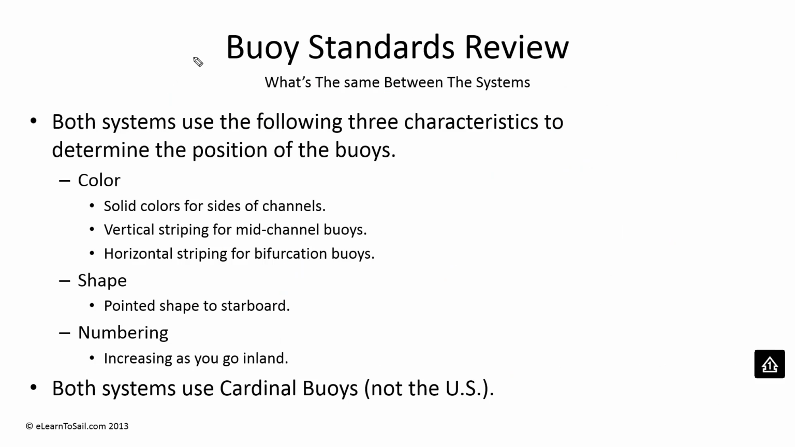So let's take a look at what's the same between the two systems. First of all, we have the color. Both systems use solid colors to mark the sides of the channel. Both systems use vertical striping to mark the mid-channel buoys, and both systems use horizontal striping for bifurcation buoys. The pointed shape is to starboard in both cases, and in both systems, the numbering system goes higher as you go inland. Both systems have the ability to use cardinal buoys, but the U.S. has decided not to use them.